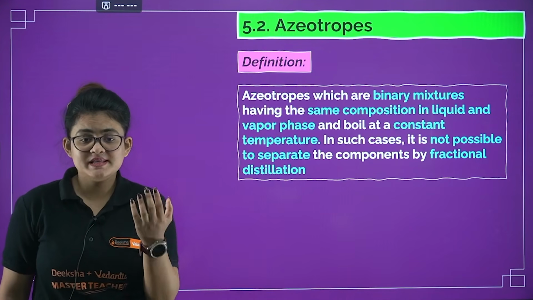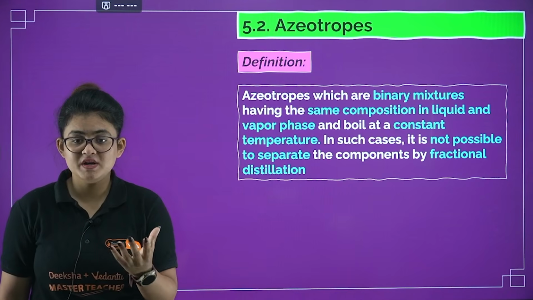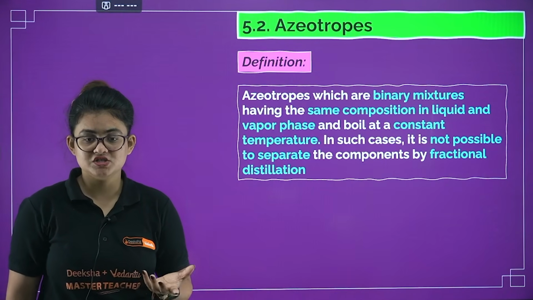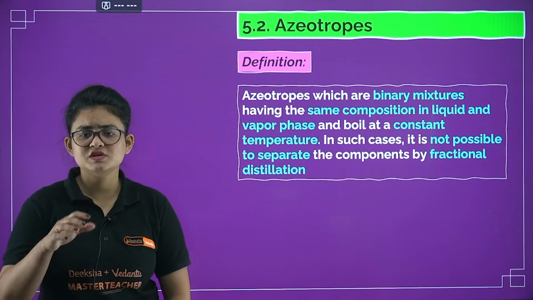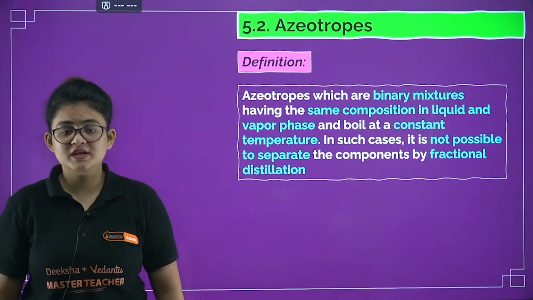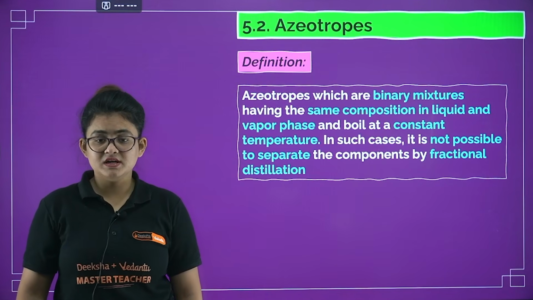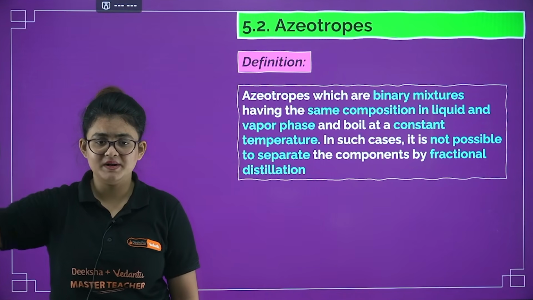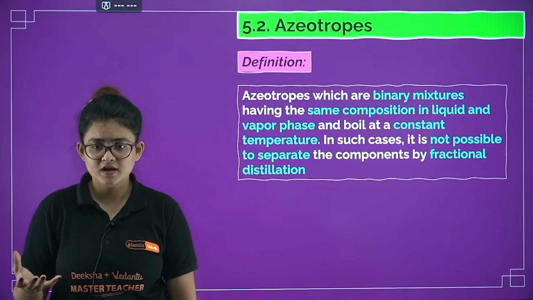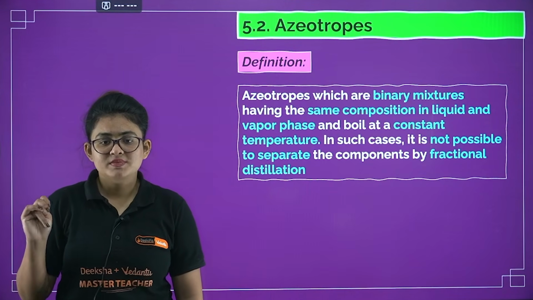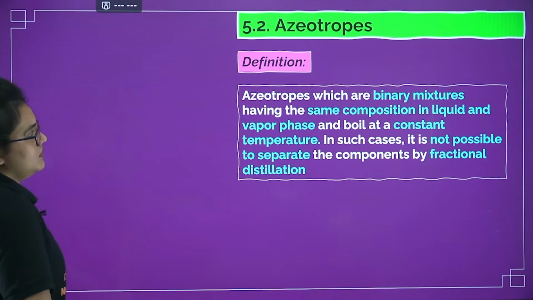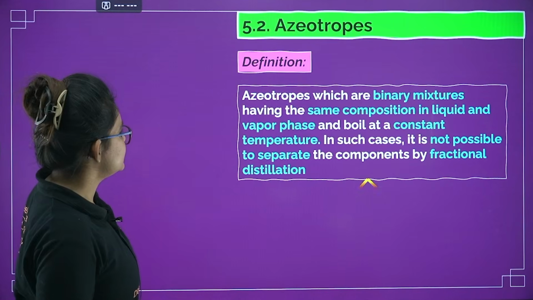As the mixture boils at the same temperature, it's not possible to separate them using fractional distillation. In fractional distillation, we use different boiling points, right? Using the distillation apparatus, we keep boiling them at different temperatures and they get separated. But here they boil at the same temperature, so how are you going to separate them? That's the reason. Please remember, azeotropic mixtures cannot be separated using fractional distillation. I guess it's clear to you. Let's proceed.